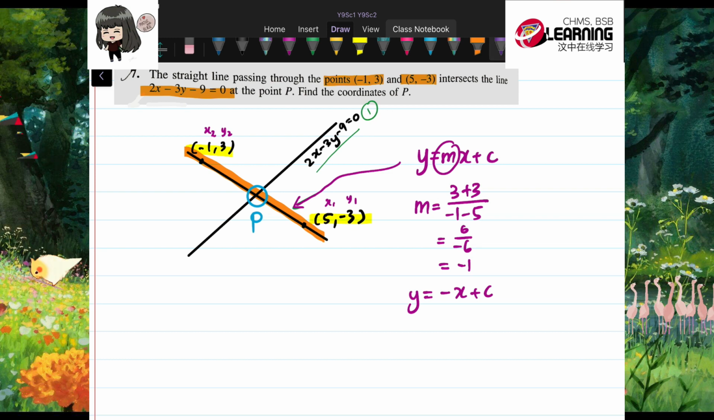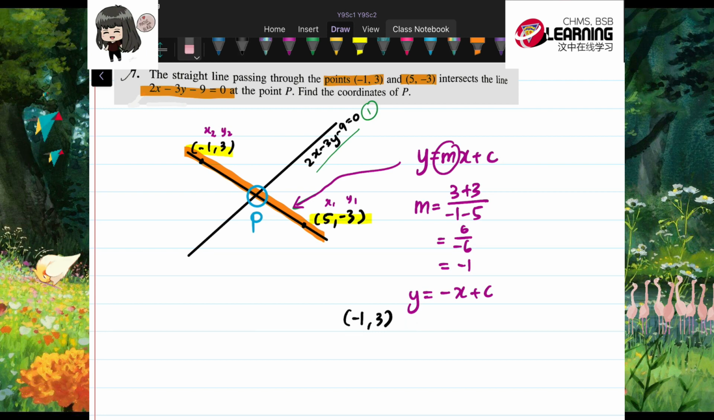How do you find c? You can substitute in either point, (-1, 3) or (5, -3). Either one is okay, because these two points pass through this line, so any point will give you the same answer for c. Okay, let's say I put in (-1, 3).